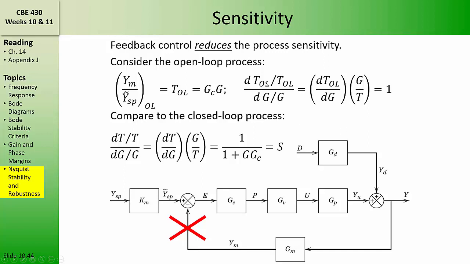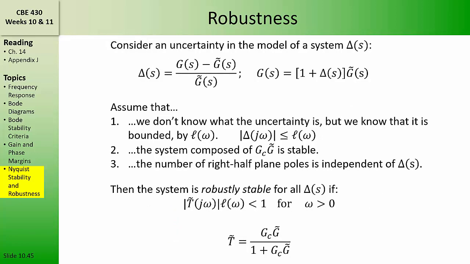The sensitivity of T_OL to changes in G, or changes in the process transfer functions, is equal to 1. However, when we close the loop, the sensitivity, as we already showed, is equal to S, which is 1 over 1 plus G_C G. Now, S, by this definition, must always be less than 1, and therefore closing the feedback control loop has reduced the sensitivity of the response to set point changes, described by T, to changes in the process, described by G. Now we can use the complementary sensitivity function to formally define robustness quantitatively.